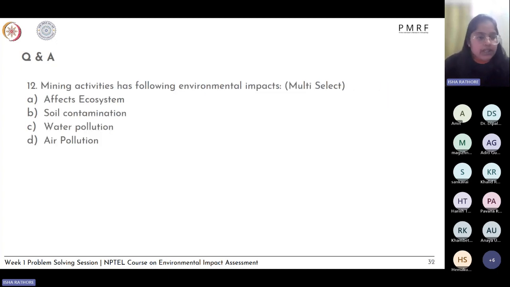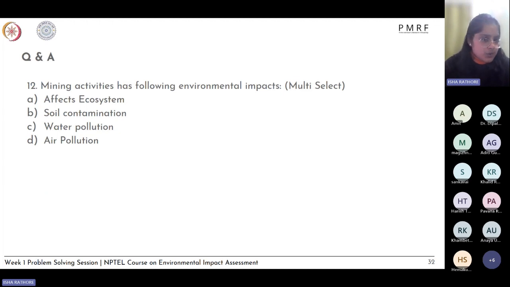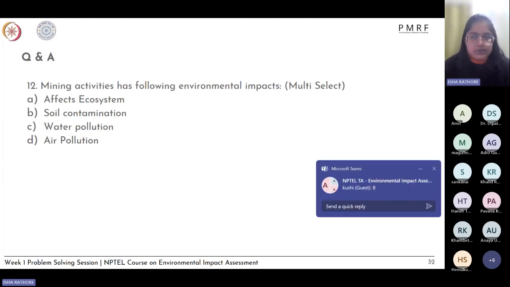Moving on to question 12. So mining activities have the following environmental impacts. This is again a multi-select question, so more than one option can be correct. A, it affects the ecosystem. B, it causes soil contamination. C, it causes water pollution. And D, it causes air pollution. More than one option can be correct, guys.